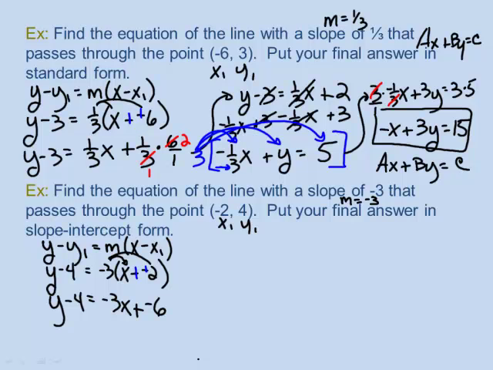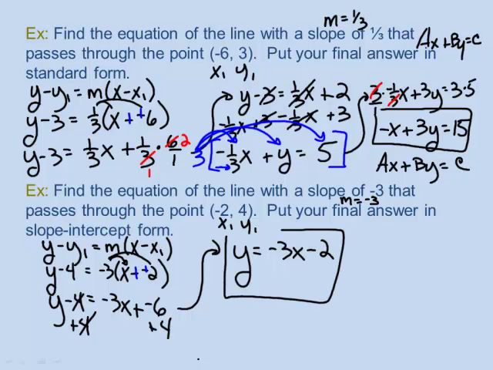We want slope-intercept form, so we need to isolate our y. So add 4 to both sides of our equation to get everything on the right-hand side other than our y. And if we bring that up here, we'll get our final answer of y is equal to -3x, -6 and plus 4 is a -2. So y is equal to -3x minus 2 for our final answer on that example.